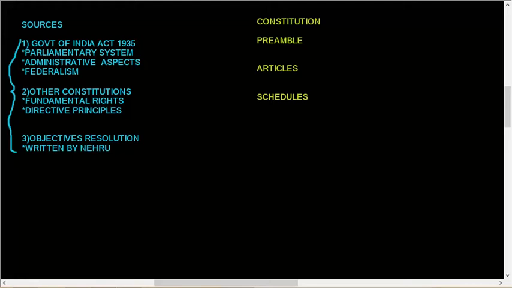So, the preamble is an introductory statement to the Constitution of India. It is more or less everything that the Constitution holds within it, or the main values that the Constitution has. In the preamble, we have important words like sovereign, socialist, secular, democratic republic, justice, liberty, equality, fraternity. And these are all things our Constitution stands for. So the preamble is an introductory statement to the Constitution.